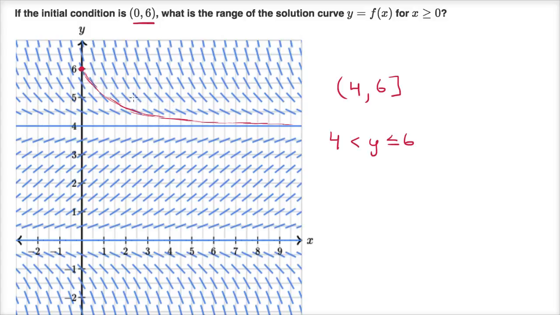So there you go. The curve would look something like that. And you can see the highest value it takes on is 6. And it actually does take on that value because we're including x equaling 0. And then it keeps going down, approaching 4, getting very, very close to 4, but never quite equaling 4.